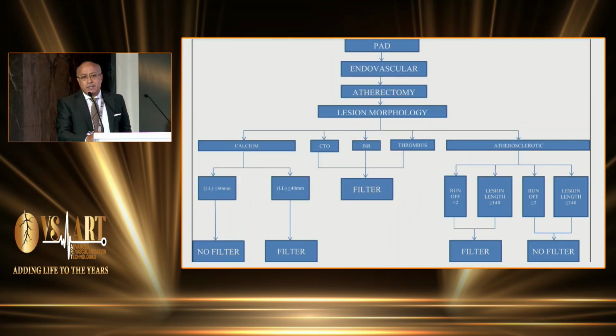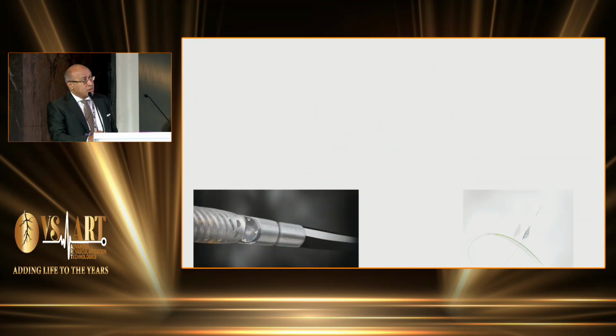Also, an algorithm has been proposed for how to deal with lesions of peripheral arterial occlusions, starting with the usual way as Maria has emphasized, by using firstly the available methods like the wiring, ballooning, and stenting. Even going to atherectomy should be with high indications, and if you have a definite morphology that demands filter application, it should be calcification more than 4 centimeters, CTO lesions, ISRs, thrombosis, or if you have a long lesion more than 14 centimeters, or if you have less than 2 of the distal run-off vessels.